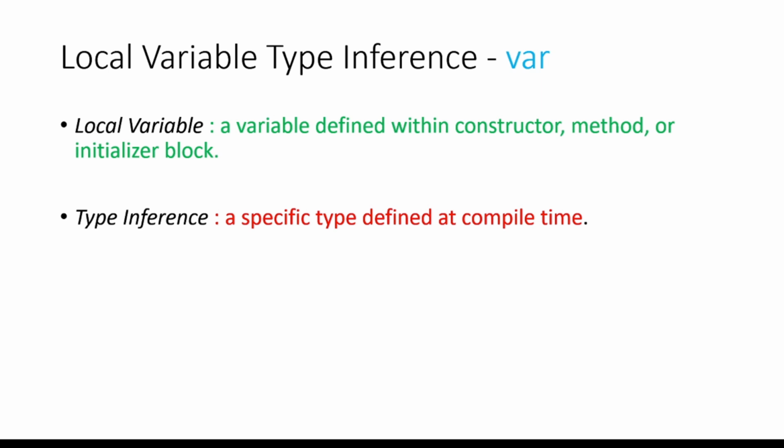Local variable type inference was introduced in Java 10, and the purpose of it is to infer the data type at compile time. We can only use them in the constructor, method, or initializer block.